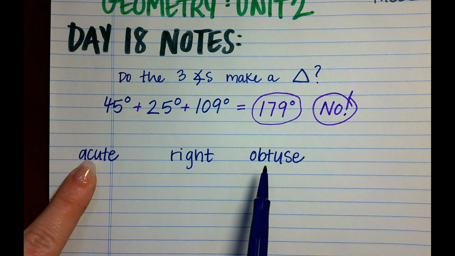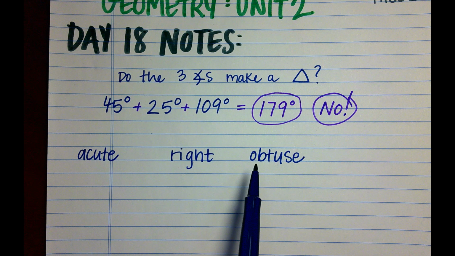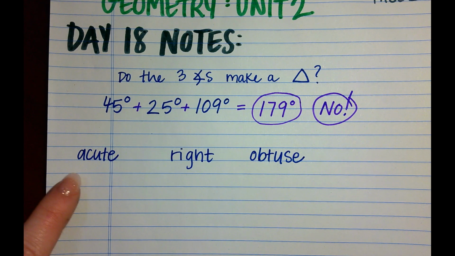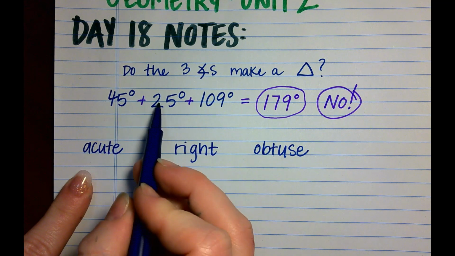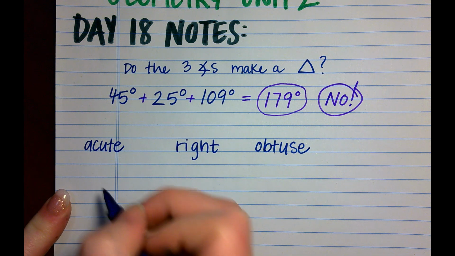An acute triangle, who knows what that is? Less than 90? Yes, an acute angle is less than 90. How many acute angles does a triangle have to have to be considered an acute triangle? Is it all 3? Is it just 1? Is it 2? What do you think? They all need to be acute. They all need to be less than 90. So if all three of my angles are less than 90 degrees, it's an acute triangle. So we'll make a note.